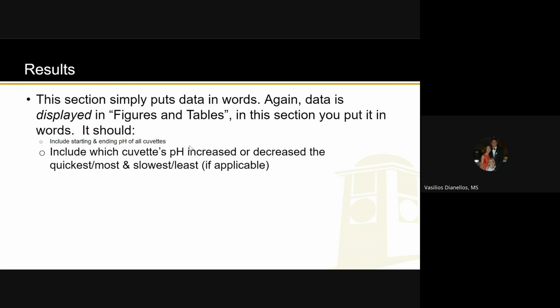Sometimes you might have the same total change of pH, which doesn't tell you anything. So in that case, you need to look like, all right, they both increased by 4, but this one increased quicker, right? Or this one decreased slower. So it's not always about just this first bullet point, which is which one changed the most. Sometimes it's also which one changed the quickest or the slowest, if applicable, right?